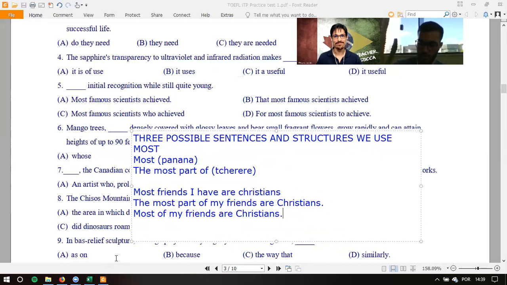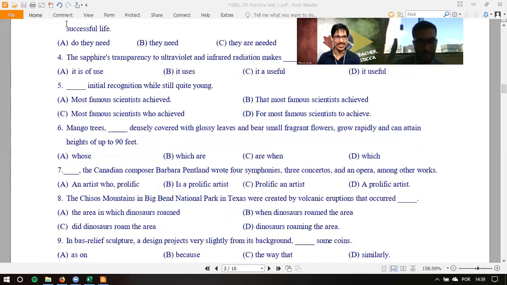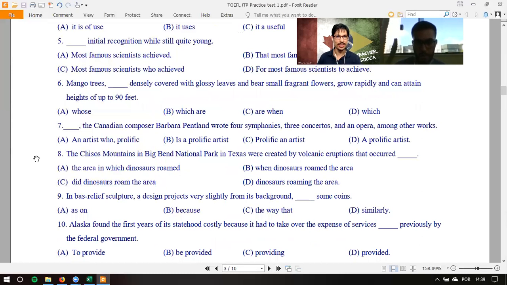Romário, I need to know if this is clear for you or if I'm making your head confused. No, it's clear. Great. You can say here most famous, or most of the famous scientists, or the most part of scientists, the most part of famous scientists. Now it's clear. Yes. Excellent. Number 6.